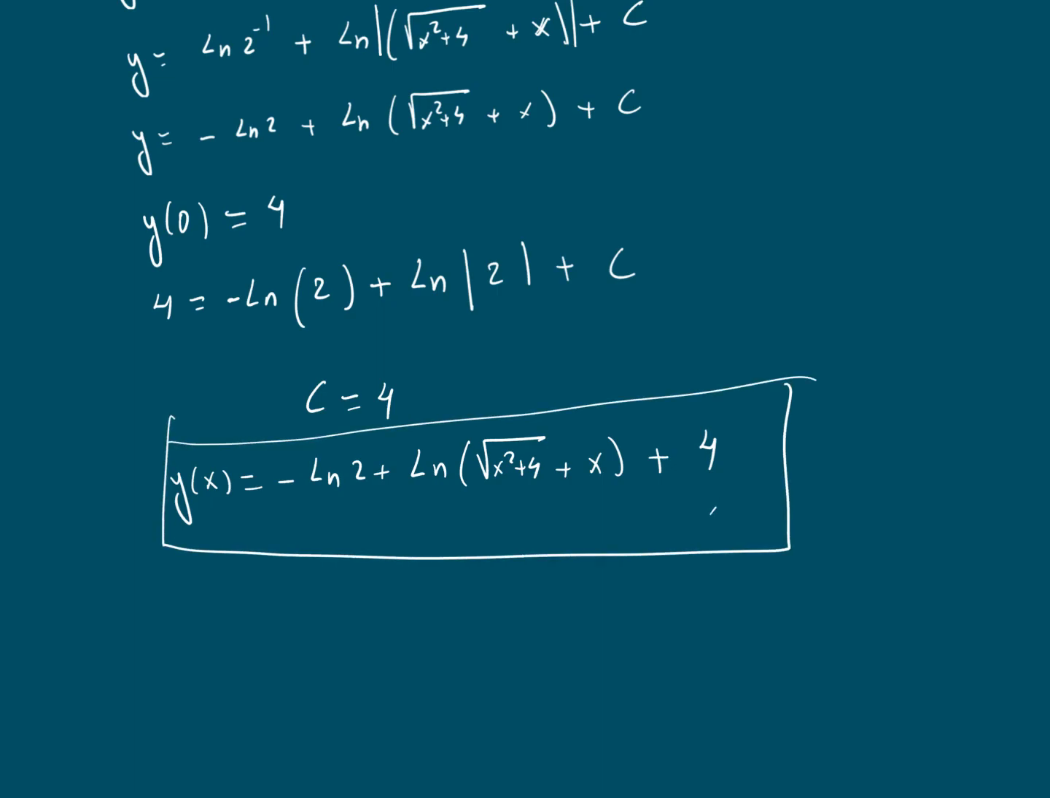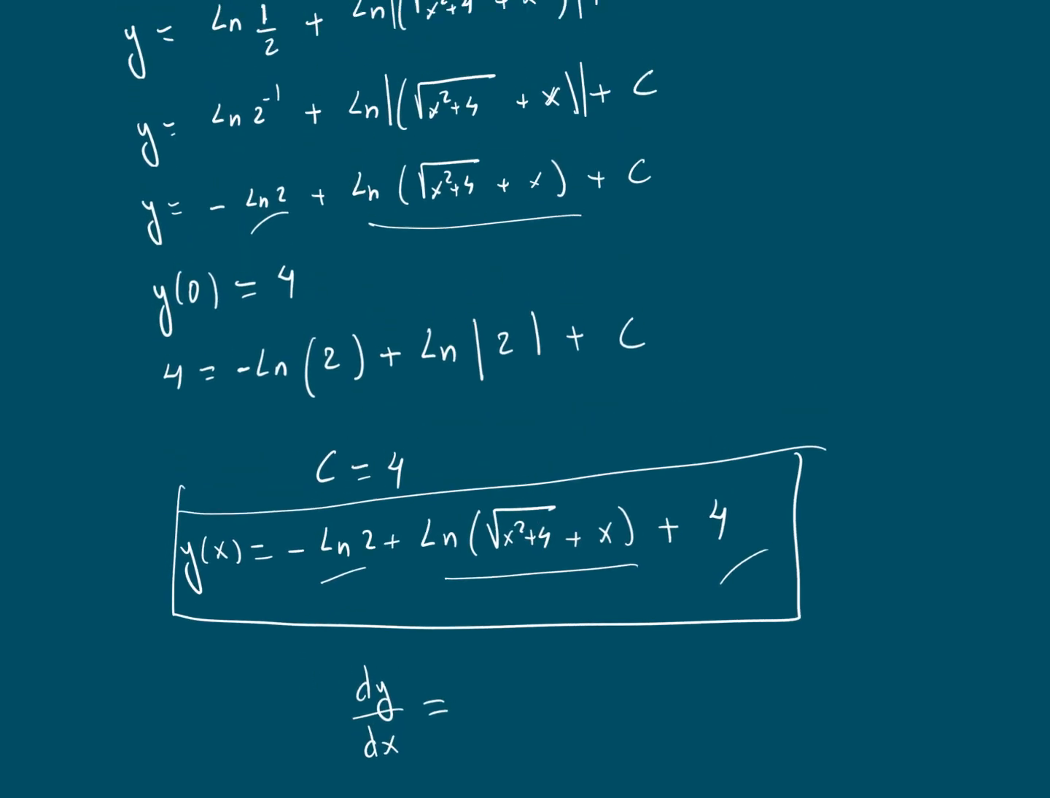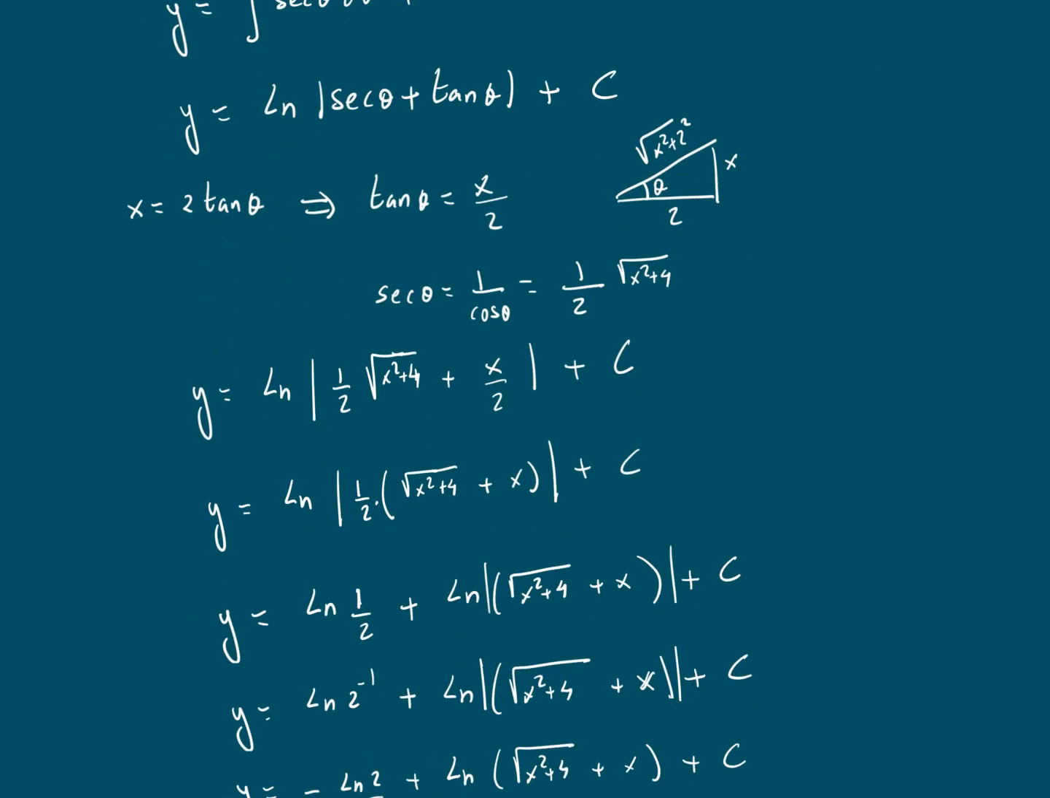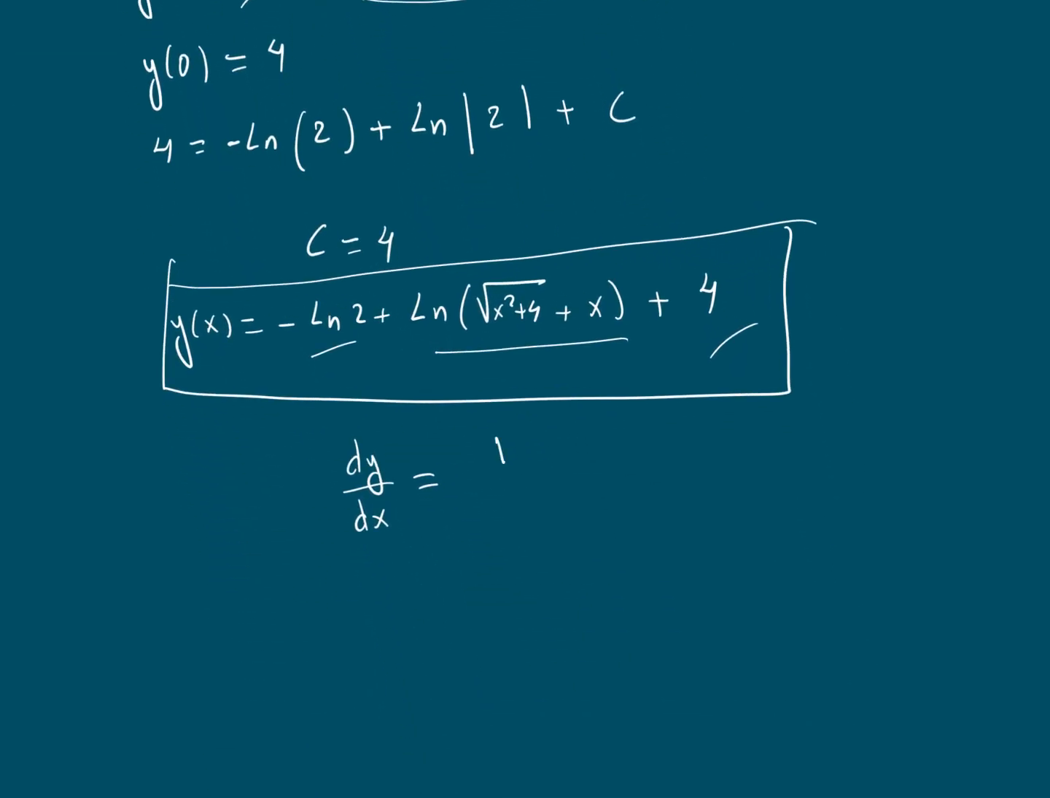So finally, the final result for this problem is that y of x is c, which is 4, minus natural log of 2 minus natural log of 2 plus natural log of the square root of x squared plus 4 plus x. And this is the final result. As always, you can take the derivative of y with respect to x, and you will have to find what? You will have to find 1 divided by the square root of x squared plus 4. And if you don't believe me, you try.